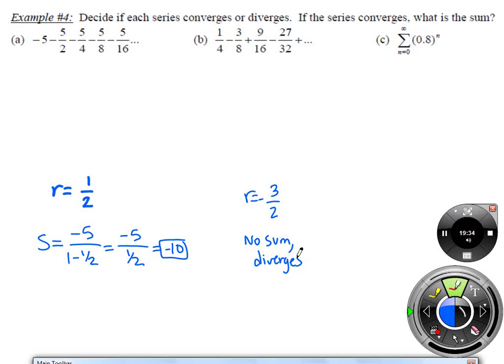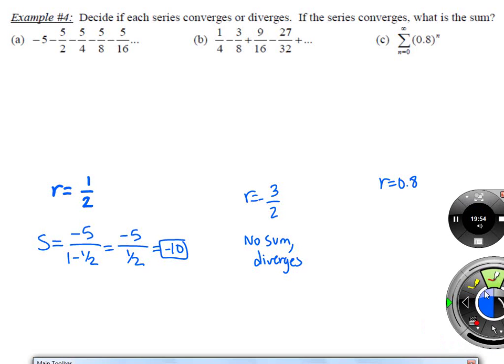All right. C. Okay. What is the ratio? You can tell just by looking at it. We talked about this yesterday. What is the ratio? Lauren? 0.8. Do you guys see that in the formula, the ratio is always the part being raised to the power. So the ratio here is 0.8. So is our series convergent or divergent? Convergent, which means we can find an infinite sum.